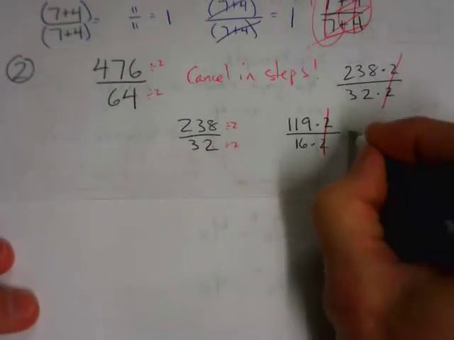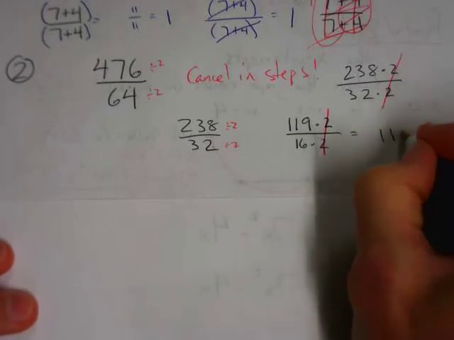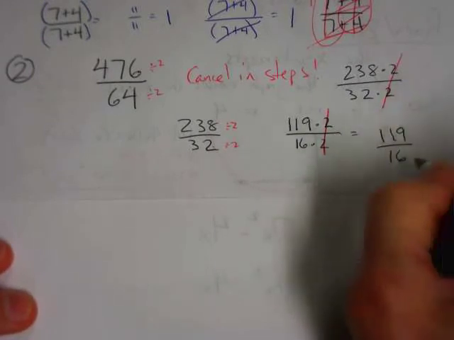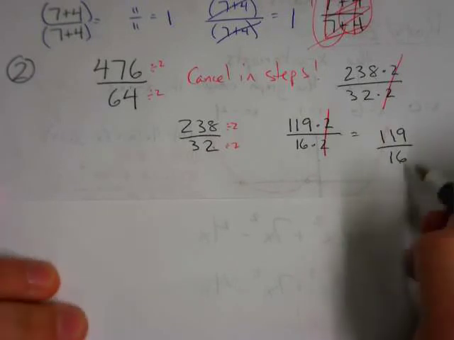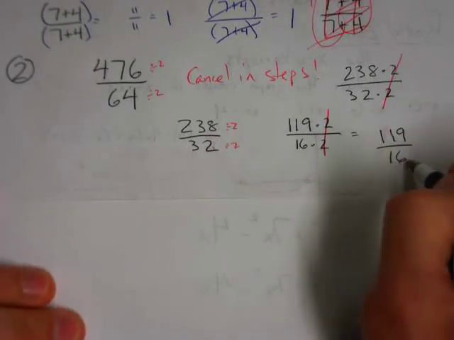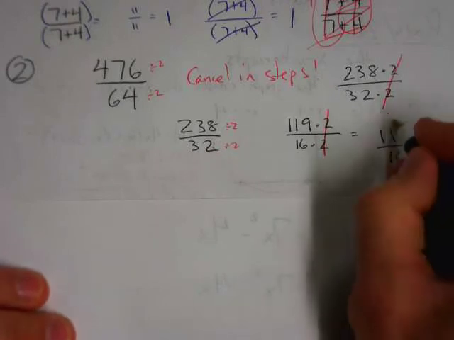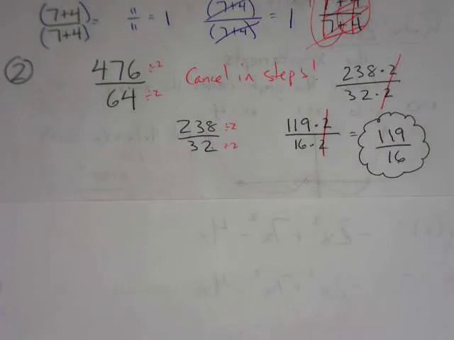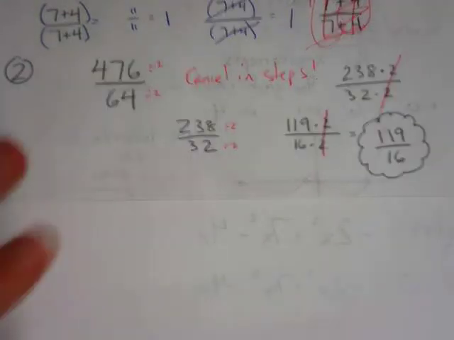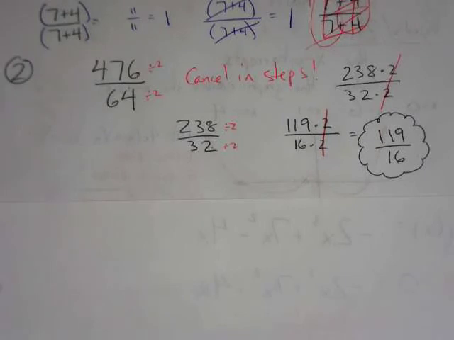And our simplest version is 119 over 16. These are no longer divisible. 119 is prime, right? So 16 is an even number, 119 is odd, there's no common divisor, so we are simplified, okay? So we can also cancel in steps. So there's a few things that we can see there. We can cancel in steps.